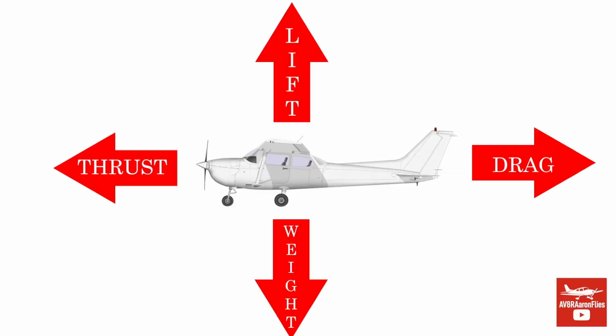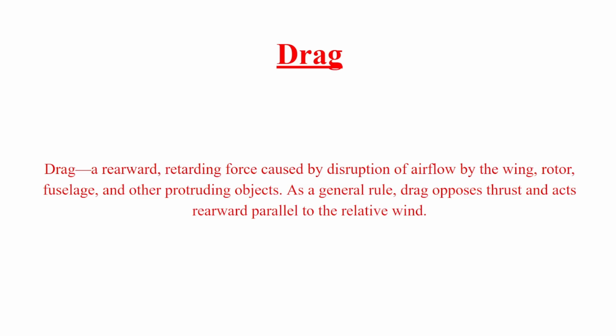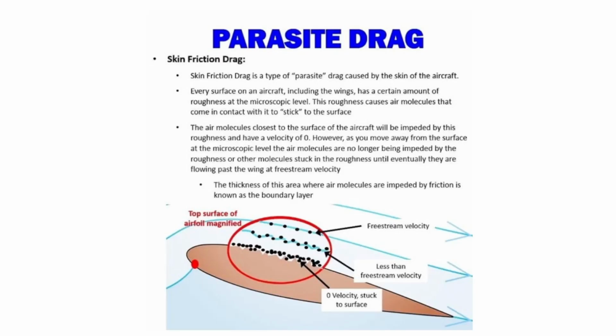Next term, drag. Drag is a rearward retarding force caused by the disruption of airflow by the wing, rotor, fuselage, and other protruding objects. As a general rule, drag opposes thrust and acts rearward parallel to the relative wind. Now there are 2 main types of drag. First, parasite drag: skin friction drag, rivets, anything that's protruding from the airfoil, sharp corners, anything that's not streamlined is parasite drag. And you can pause and read that if you so choose to.